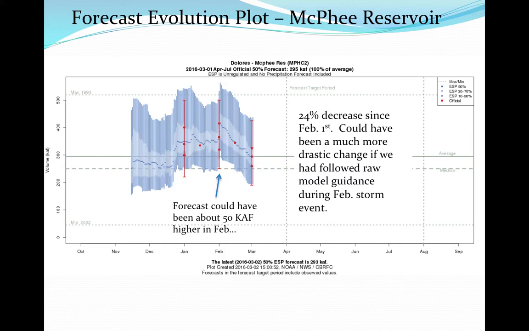Again, here's another example of not chasing the storm event here that happened at the beginning of the month. This is the Dolores Reservoir, the McPhee Reservoir in the Dolores River Basin, a 24% decrease, but it could have been a much larger decrease. We could have issued a forecast that could have been about 50,000 acre foot higher in February.